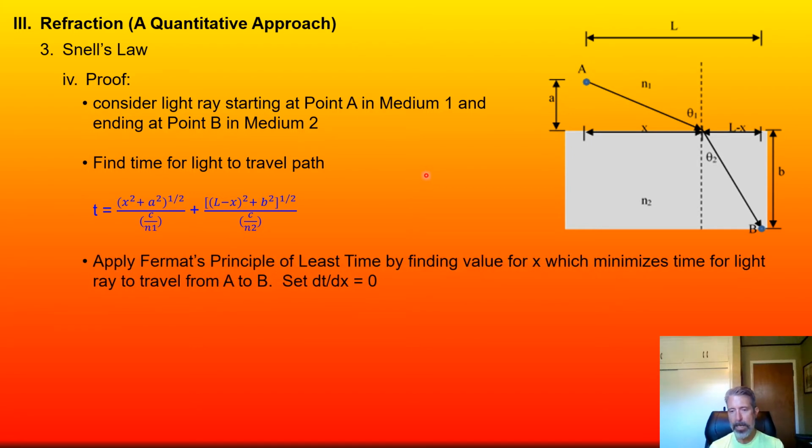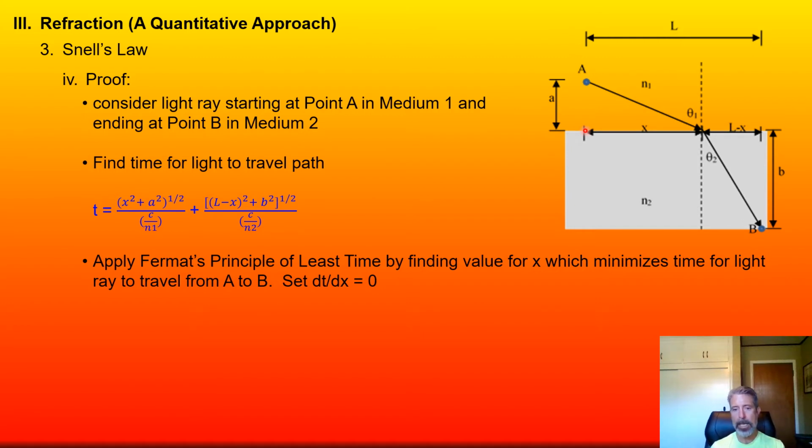So just as before, to find the actual path the light ray travels, we apply Fermat's principle of least time, because remember that the path that light actually takes will be the path that minimizes the amount of time involved. So with our variable x, when we look at the relationship between the time of travel and this variable x, we want to set that derivative of time with respect to x equal to zero, in which case we know that when we solve that equation and find our value for x, that will be the value corresponding to the minimum value of time, right?